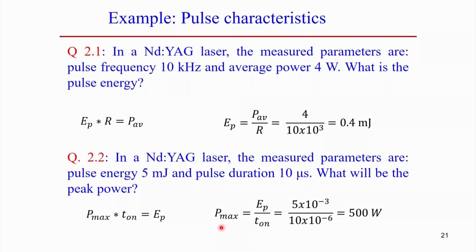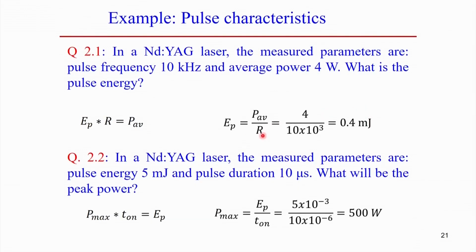Now, let us look into two examples of the pulse characteristics. Example 1: in an Nd:YAG laser, the measured parameters are a pulse frequency of 10 kilohertz and an average power equal to 4 watt. What should be the pulse energy? Simply, we use this formula: the energy of a pulse times the pulse repetition rate represents the average power. So, pulse energy is equal to average power divided by the pulse frequency, which comes out to 0.4 millijoule in this case.